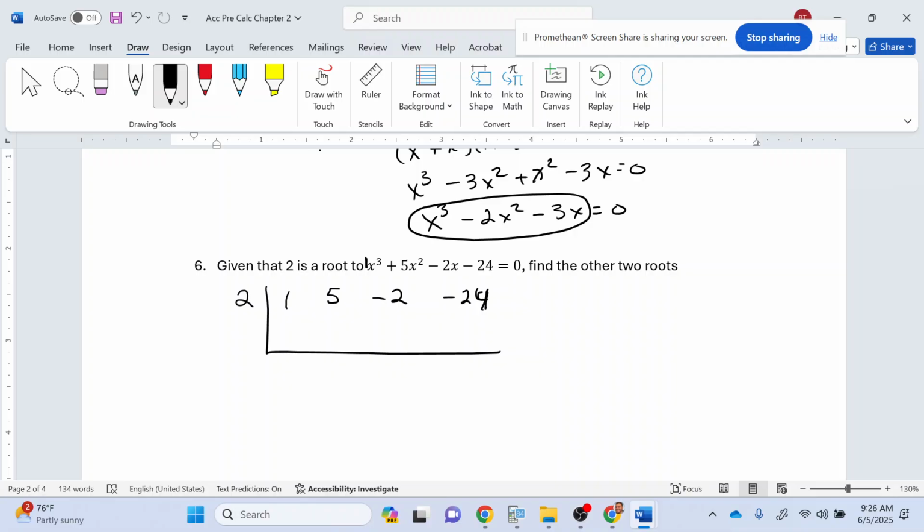That's fine. It's okay. So I always bring it down, 1. And then I'm going to multiply 1 with the number on the outside. So 1 times 2 is 2. Then I'm going to add down. So 5 plus 2, 7. Multiply, it's going to be 14. Add is just 12. And then multiply 24, add 0. Which makes sense since I told you 2 is a root. We knew that it should become 0 at the end.